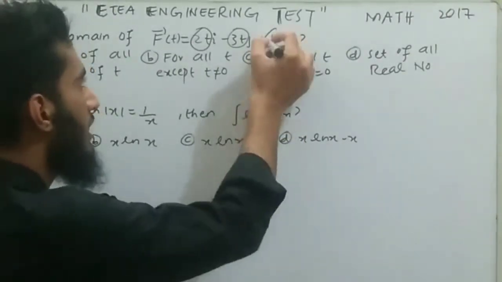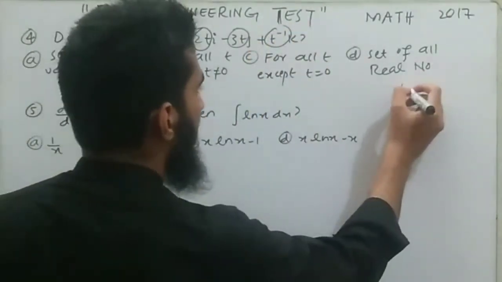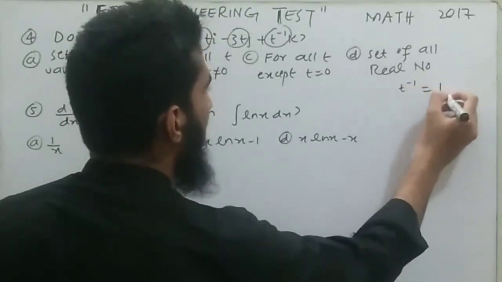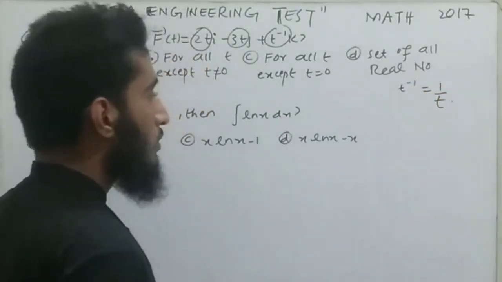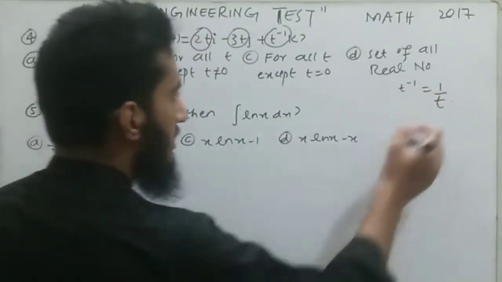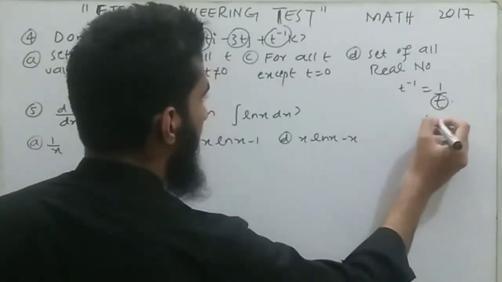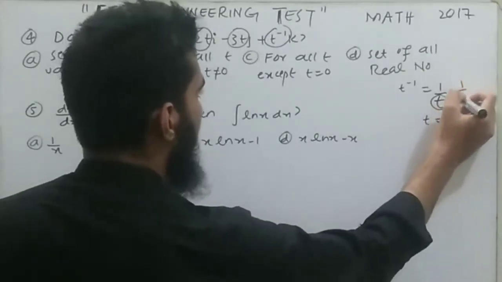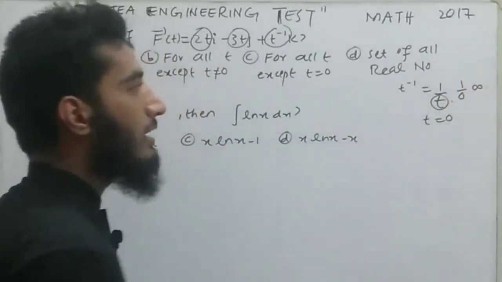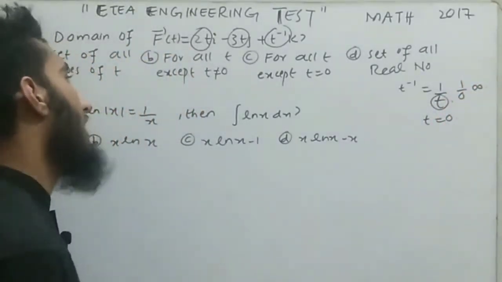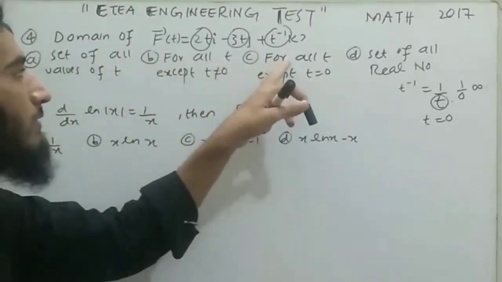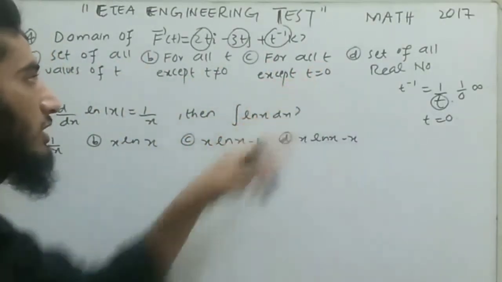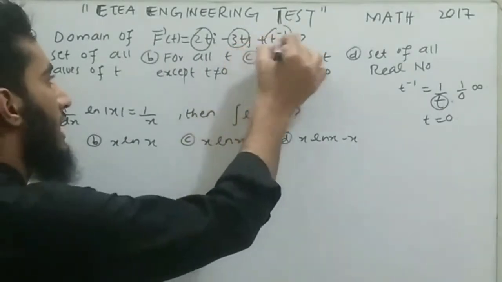But over here, t raised to the power negative 1 can be written as 1 divided by t. So for the function to be defined, the denominator should not be equal to 0. It means that at t is equal to 0, this function will give us infinity and be undefined, which is actually imaginary and not defined. So this function is defined for all values of t except t is equal to 0. So the correct option is option number C.